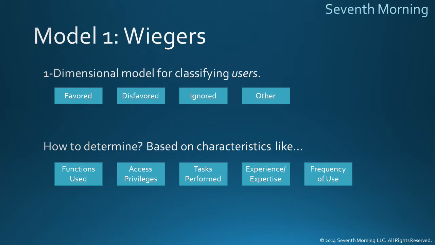Now, keep in mind, these are only a sampling of the ways that we might classify users. There are many more dimensions that you can choose, and there are many different ways of handling each classification. And figuring out which users to favor and which to not favor is definitely a discussion that you should have with your project sponsor and maybe your project manager.